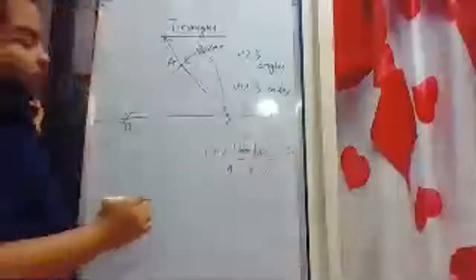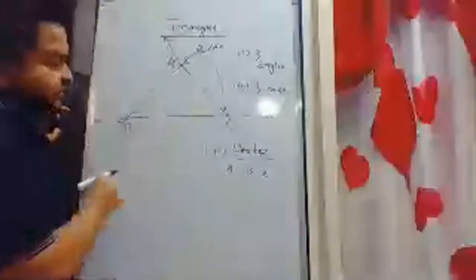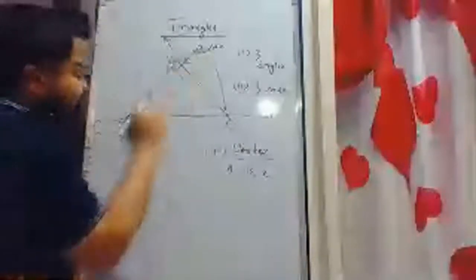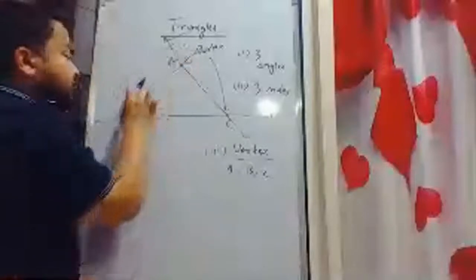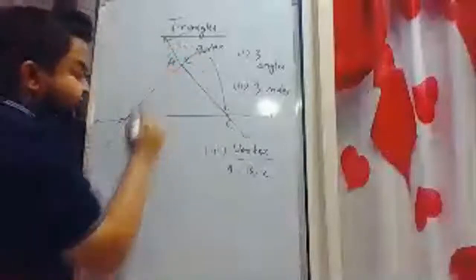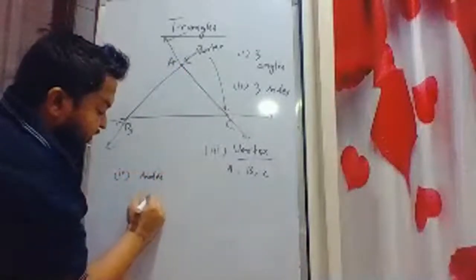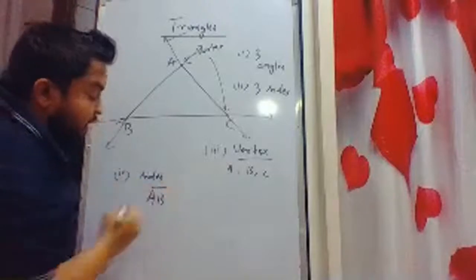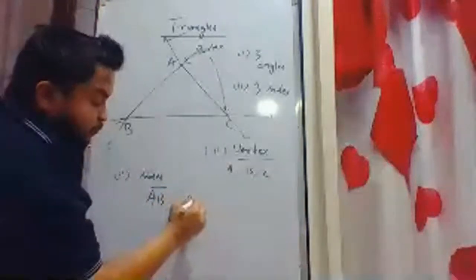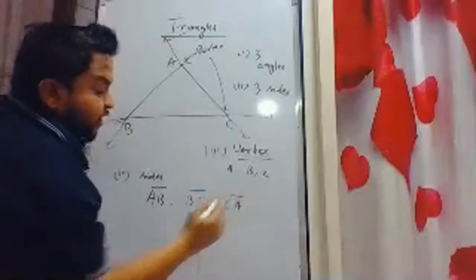Now, there are also three sides in the triangle. So the next notation is about sides, and the way we denote sides is by both the vertices that are forming that side. So the three sides in the triangle are AB, and notice we put a bar on it, AB bar, BC bar, and CA bar.